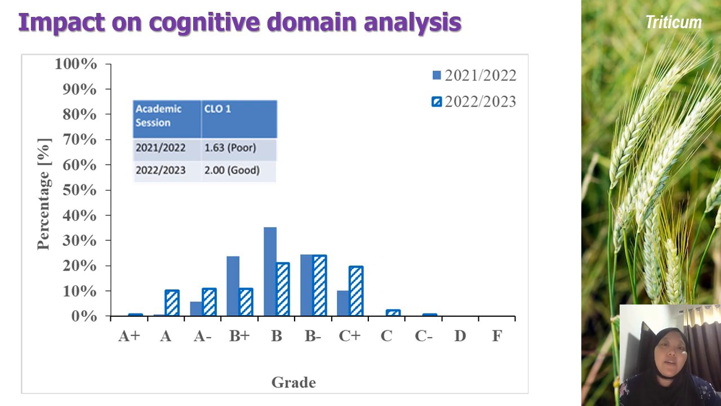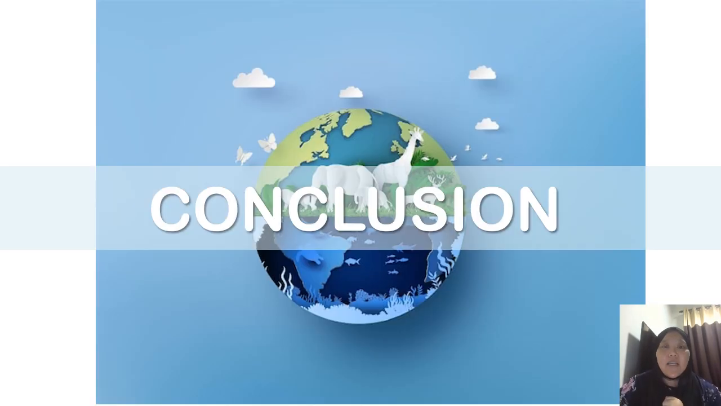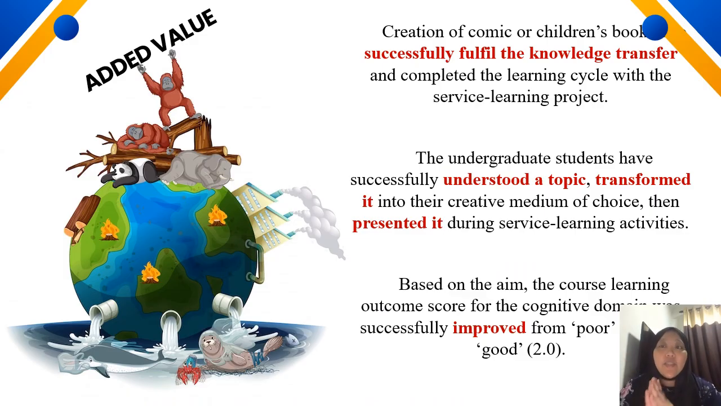And this is the impact on the cognitive domain analysis, where I can see it has moved from poor to good. Alhamdulillah. So in conclusion, this creation has successfully fulfilled the knowledge transfer, and the students understood the topic, transformed it, and presented it well. It has been shown by the successful improvement from poor to good for the course learning outcome.